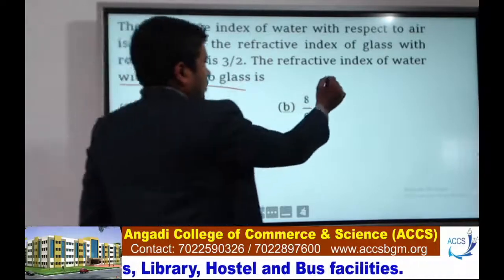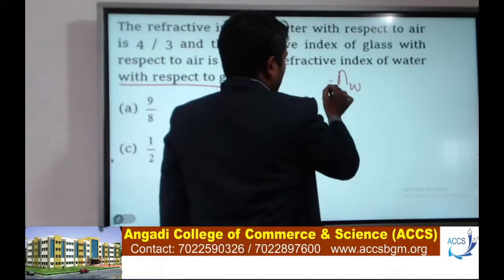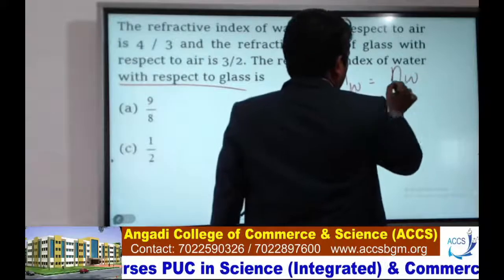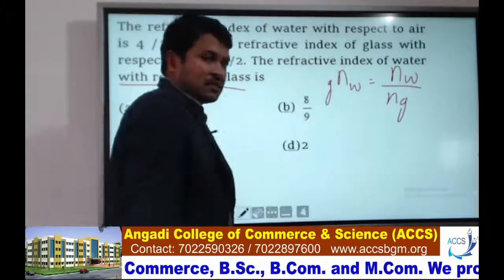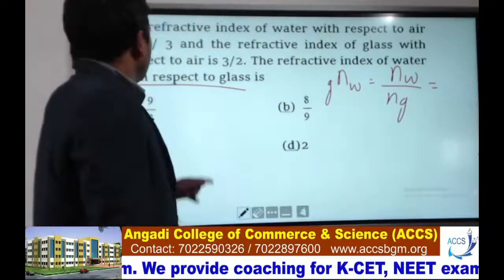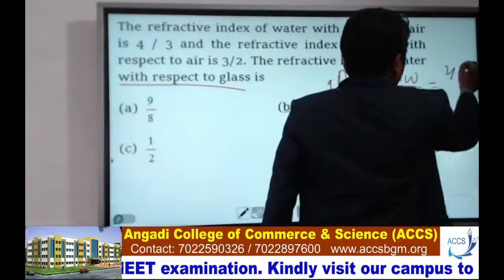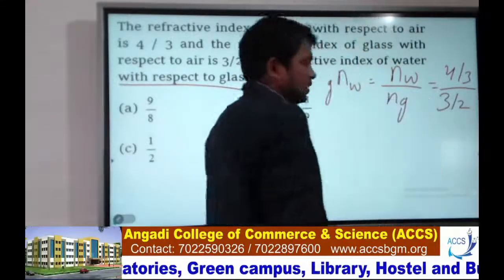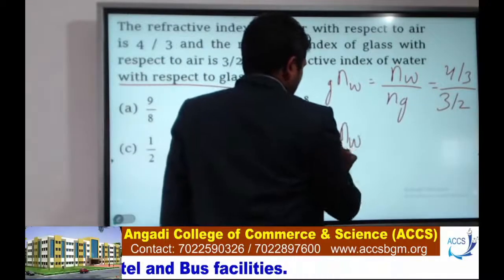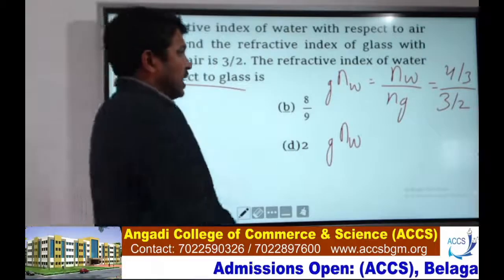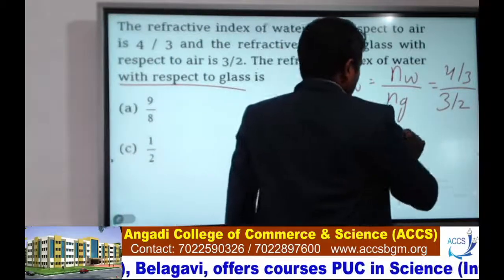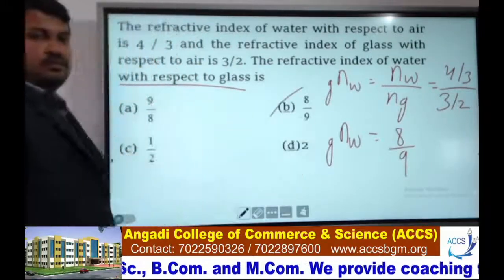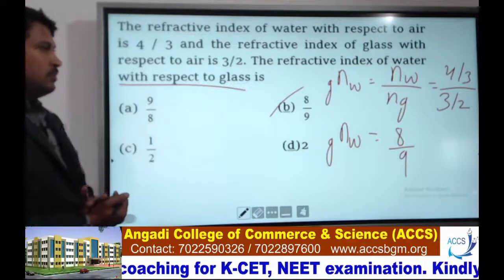The refractive index of water with respect to glass, yes or no? That we can write as refractive index of water divided by refractive index of glass. What is the value of refractive index of water with respect to air? That is 4 by 3 divided by 3 by 2. Simplify. Again, refractive index of water with respect to glass equals 8 divided by 9. Option B is the right answer. Note down, students.